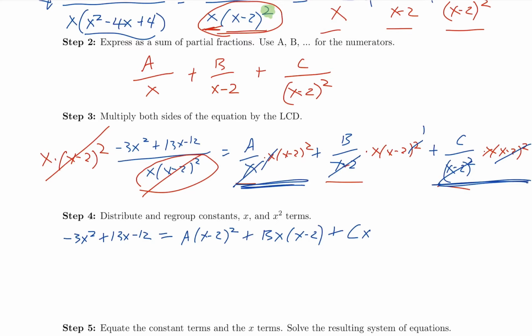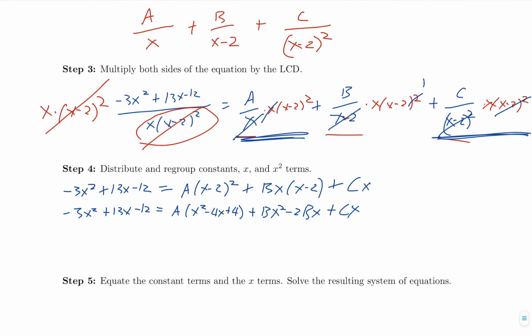Okay, so once we come this far, what we have to do is just, again, multiply out. So left side stays the same. Here we have a times x squared minus 4x plus 4, plus bx squared minus 2bx, plus cx. So let's distribute the a here. Then I get ax squared minus 4ax plus 4a plus bx squared minus 2bx plus cx.